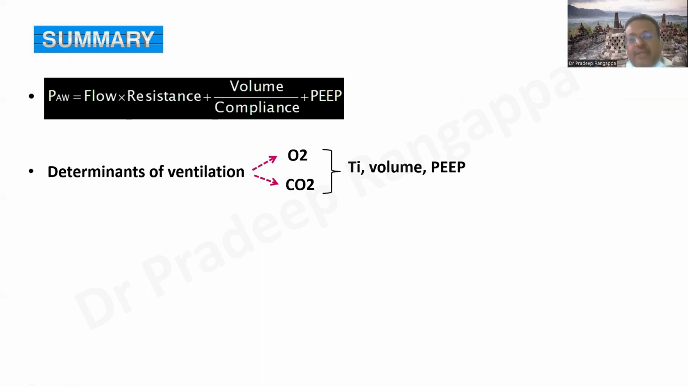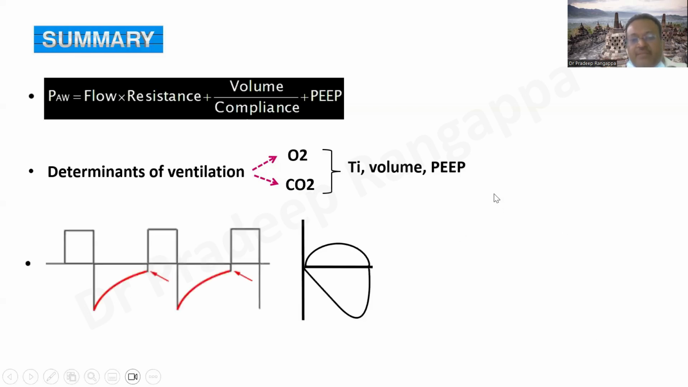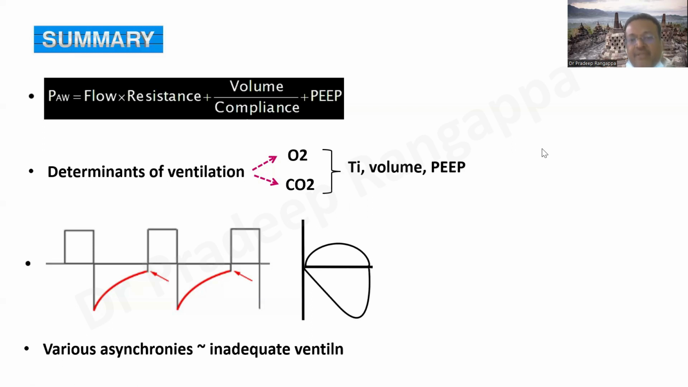And the determinants of ventilation, which is to improve oxygenation and reduce the carbon dioxide, can be achieved by tweaking your inspiratory time. You want more oxygen, you have to increase inspiratory time. You want to reduce carbon dioxide, you have to reduce inspiratory time and increase the expiratory time. And volumes have to be adjusted accordingly, and PEEP has to be adjusted accordingly. And always look for intrinsic PEEP, which should be less than 10. So look at the flow time pattern and look at the expiration, whether it is touching the baseline. If it is not touching, then there is intrinsic PEEP, and you have to address it by tweaking all the variables, and this can lead to severe dyssynchrony, and that is something that one needs to keep in mind.